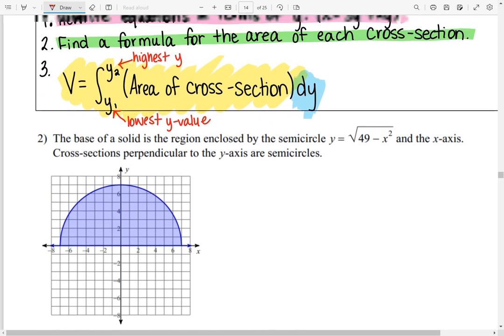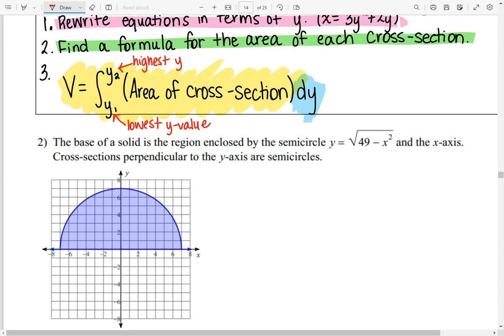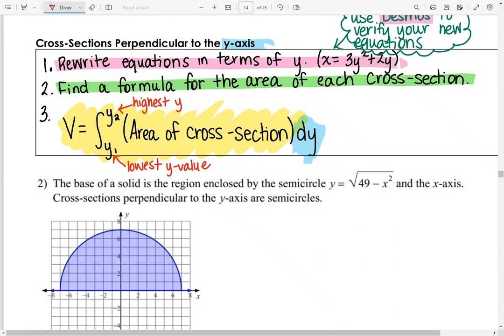Let's go to step one. Step one is going to be to rewrite my equation in terms of y. So I'm going to take my original equation here, and I'm going to solve it for x. So here's the equation. y equals the square root of 49 minus x squared. I'm going to try to solve it for x. So that means I'm going to square both sides. y squared equals 49 minus x squared.